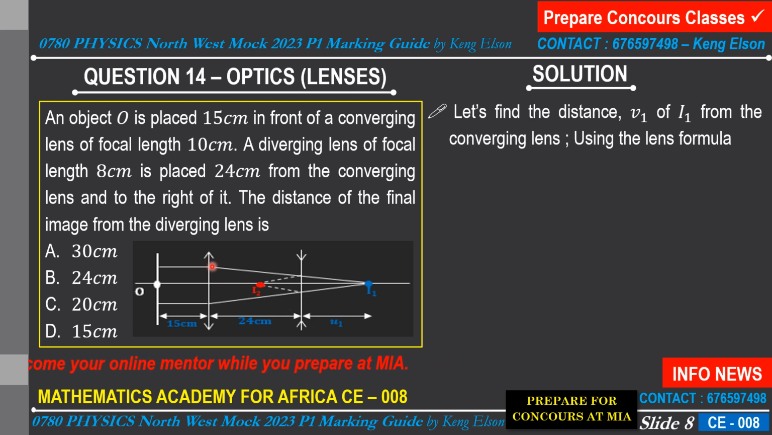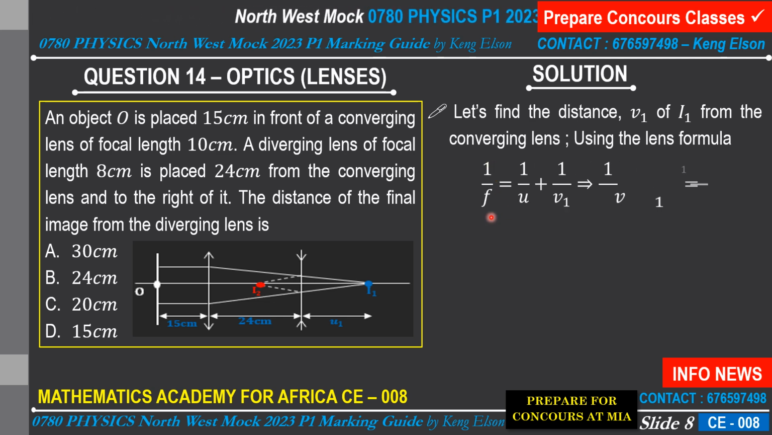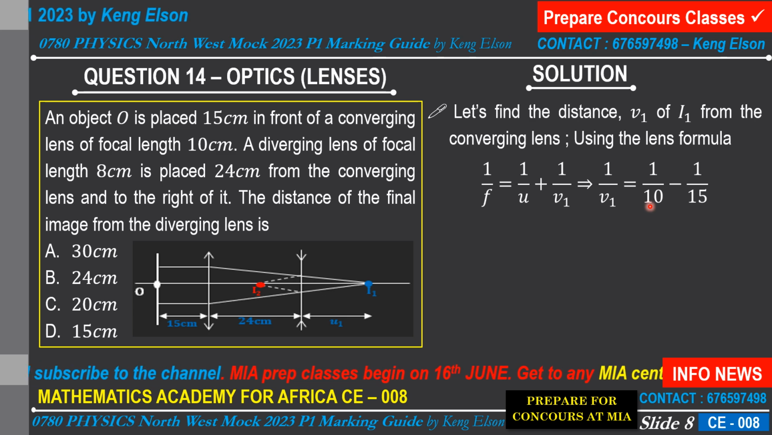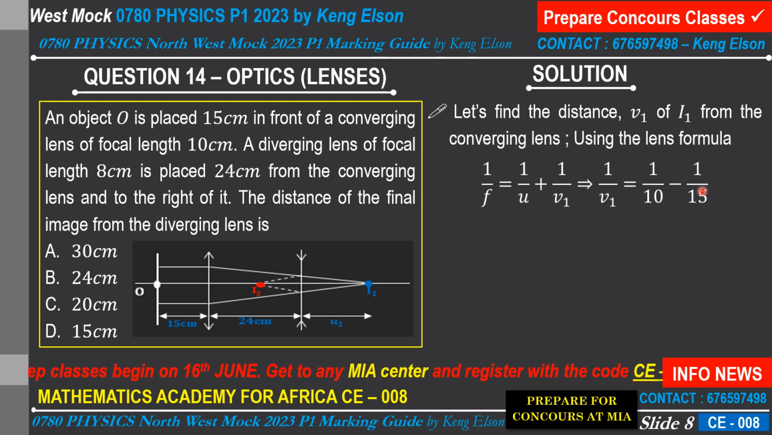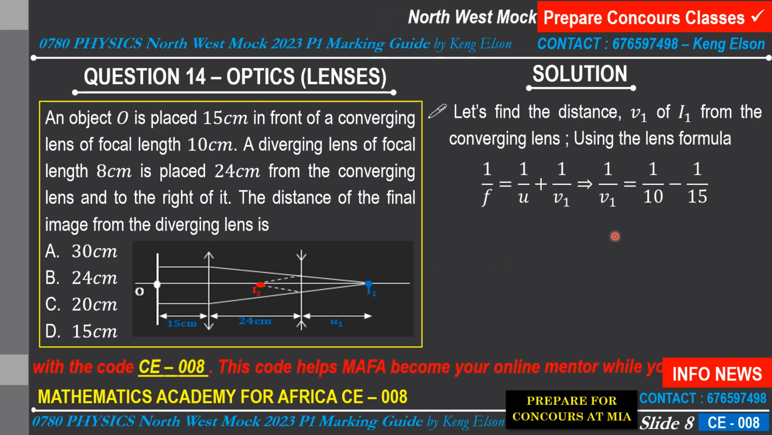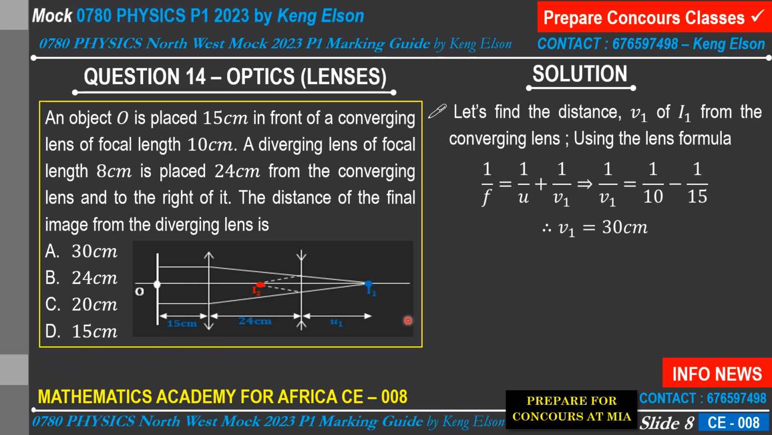So I'm going to call the image distance of I1 from the converging lens V1. We are going to use the lens formula, which is 1/f = 1/u + 1/v1, which means that 1/v1 is 1/f minus 1/u. f is 10, positive because it is a converging lens, and u is 15, the distance of the object from the converging lens. Simplifying, you get V1 to be 30 centimeters, which means that the distance of I1 from the converging lens is 30 centimeters.